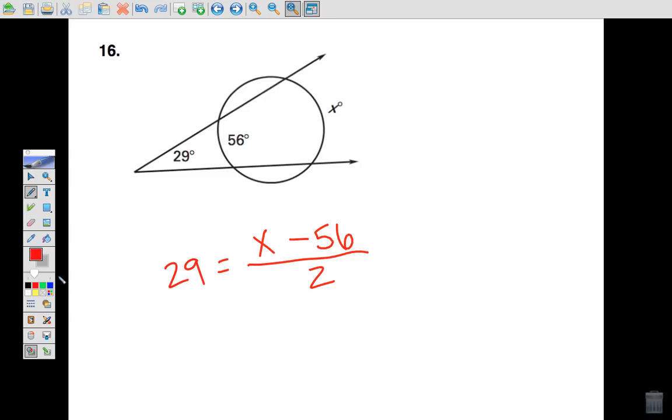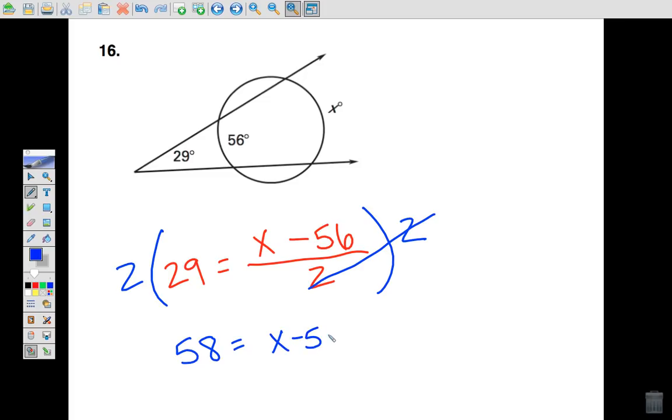Should equal the angle. So to solve that, you can do this a couple different ways. A lot of people just like putting that over 1 and then cross multiplying. That's actually what I prefer to do. But the way we've been doing it in class is multiplying both sides by 2 and canceling the 2 out there. So 29 times 2 is 58. And then you get x minus 56. Then you add the 56. You don't multiply the 2 here because it completely cancels out here. I had a lot of people that were doing that today. So 58 plus 56 is 114. So you should get 114 for x.